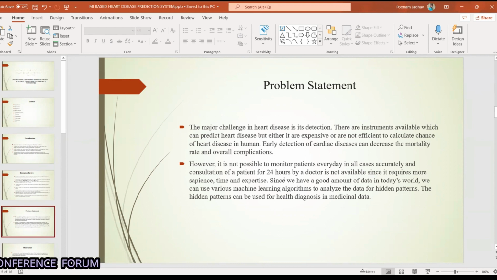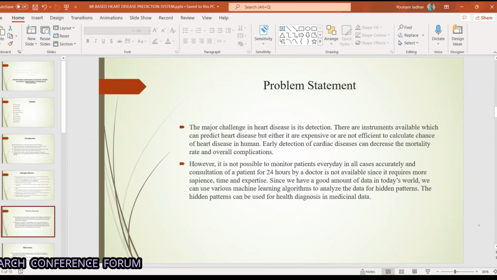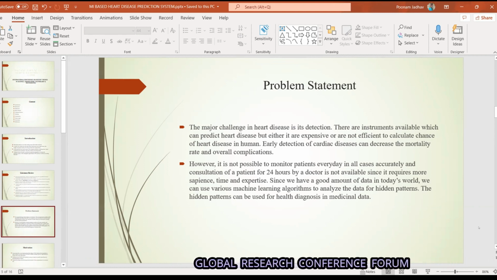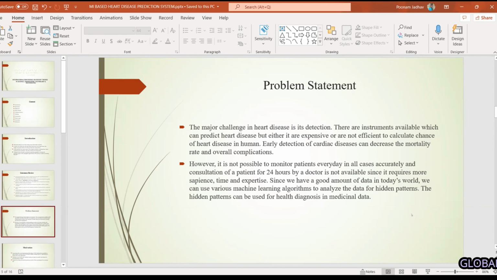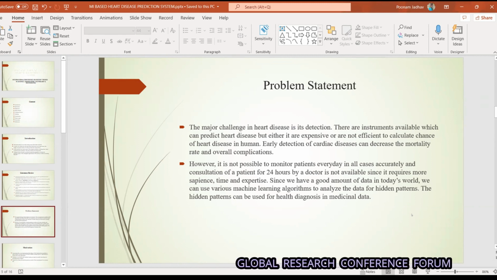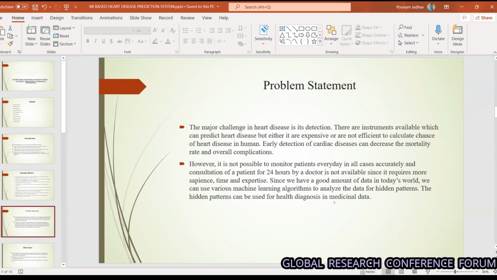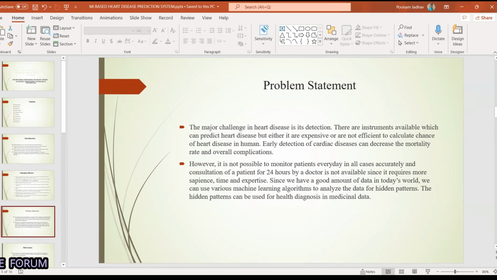In the problem statement, the major challenge in heart disease is detection. There are instruments available which can predict heart disease, but they are either expensive or not efficient. In our market MRI and other machines are available, but some people are not able to spend the money to scan the whole body. So we are creating a product that will be useful in small hospitals and large hospitals. It is possible to monitor a patient every day, accurately and consistently, over 24 hours.